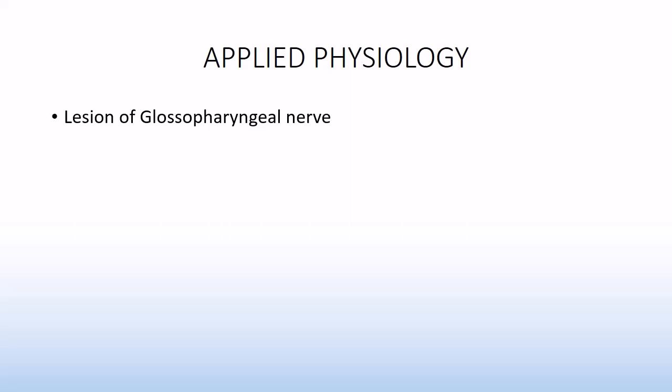Okay, that's it. Next is lesion of vagus nerve. Now lesion of vagus nerve will lead to a loss of or abnormality of pharyngeal and palatal reflexes, so again there will be difficulty in swallowing.